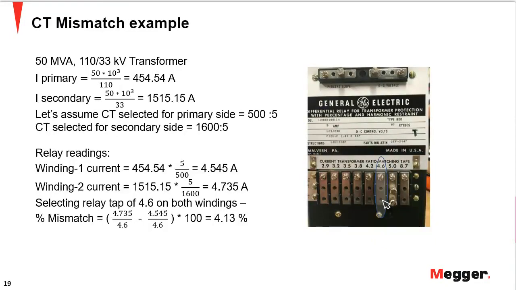So that would be your tap selection in your electromechanical relay. And even with that tap selection, you can see that there's a percentage mismatch of 4.13% because you don't have the option to choose 4.5 in this scale or even 4.7 in this scale, only the closest to 4.6, right? So that's the best you can do on an electromechanical relay.